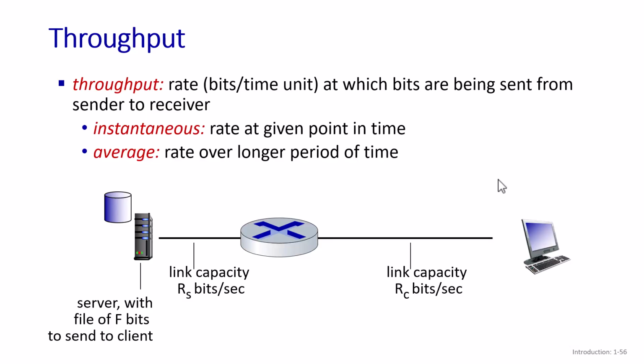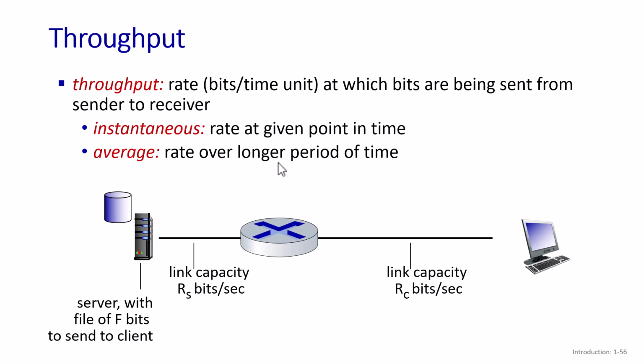We talked about delay, we talked about packet loss, and now let's talk about the throughput. Now, the throughput is the rate at which bits are being sent from sender to receiver. So the rate is bits over time, and there are two concepts. One is the instantaneous rate, and the other is the average rate. So the instantaneous rate is the rate at any given point in time, while the average is the rate over a longer period of time.